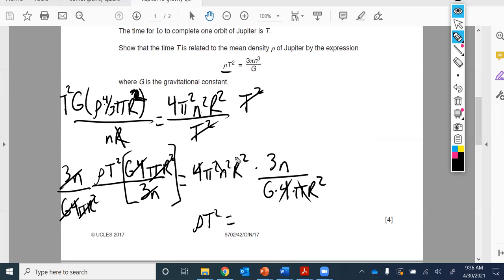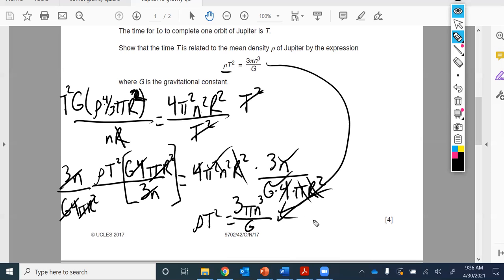I always hate canceling pi. R squared is going to cancel. And we got this n and these n squareds to be an n to the 3rd. Got a pi left over here. At least one pi is left over. Still got a factor 3. 3 pi n cubed over G. Check, check, check. We got it. All right, that's that. That's all it takes. 4 marks.